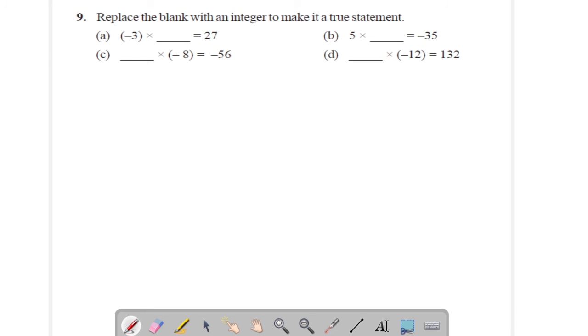Now come to question number 9. Replace the blanks with an integer to make it a true statement. See the solution. A part, it is minus 3 into dash equal to 27. So what will come here? It will be minus 9.